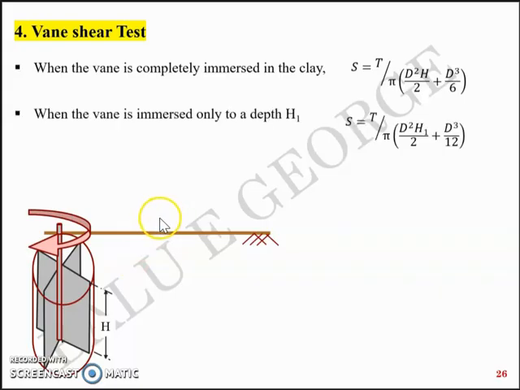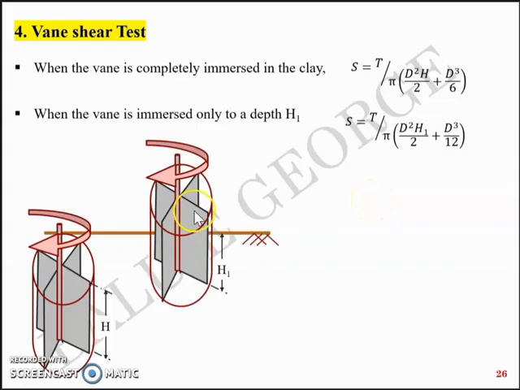But when the vane is immersed only to a depth h1, S is equal to T by pi into (d square h1 by 2 plus d cubed by 12). So when the vane is not completely immersed and only h1 depth is immersed into the soil, you use the second equation. And when the vane is completely immersed in the soil, you use the first equation. From either of these equations, you will arrive at the shear strength of the soil.